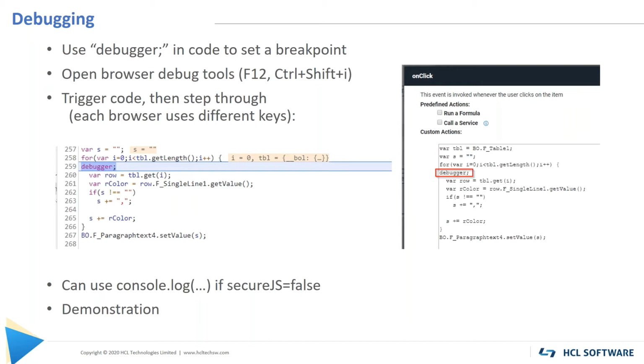So if you put this debugger line in your code, and then you open up your browser debug tools when you're rendering the form. So if I do a preview and then I hit F12 or Control-Shift-I, it brings up my browser developer tools. And when I execute that code, it's going to stop at that debugger point. And from that point on, I can then step through the code. The console.log only works if you're not in a sandbox environment. So if your secure.js is equal to false.